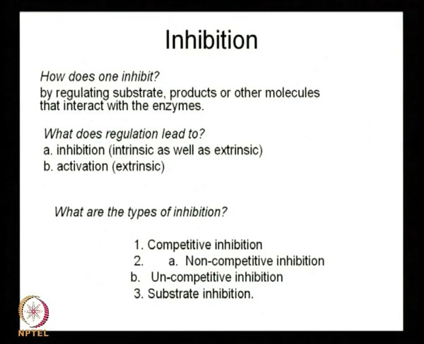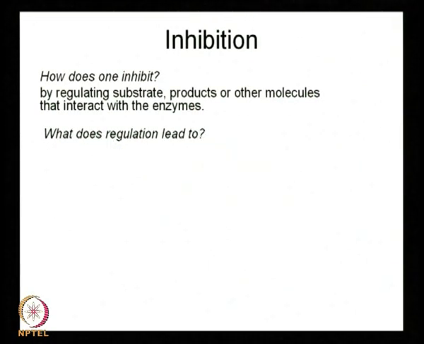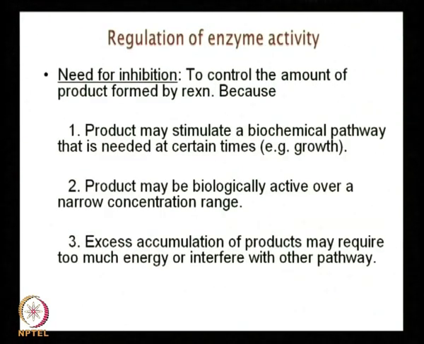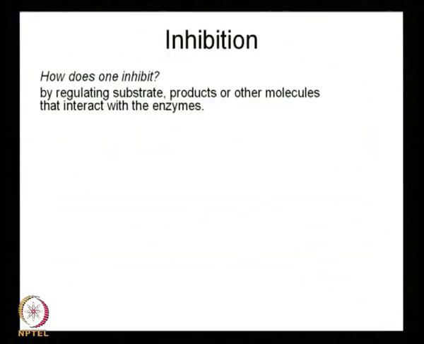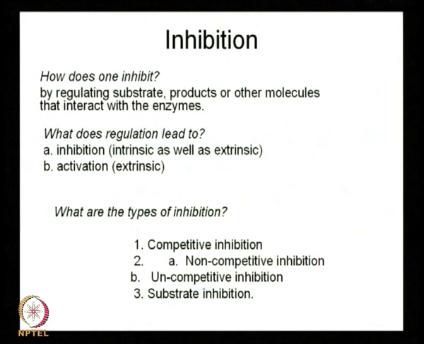what we did. In this lecture we started talking about inhibition and why we need inhibition, which was to regulate the quantity of product that is formed. The reason we regulate it is that we want to stimulate a certain biochemical pathway and not other biochemical pathways, and because the product is typically active over a small range in concentration. The third reason is that if you generate a lot of product, it will accumulate. So we understand why we need to regulate, and the way we regulate is by using inhibition.